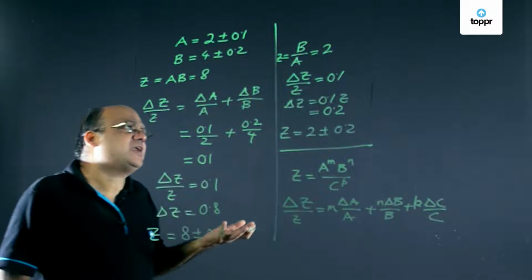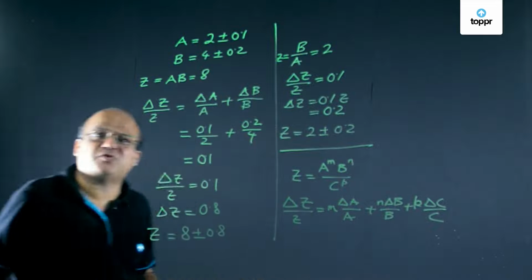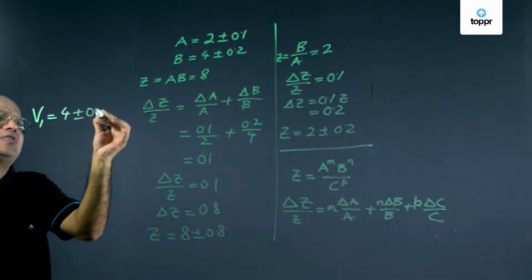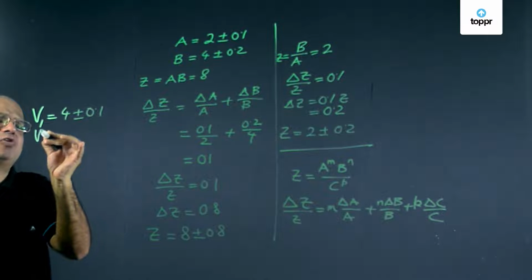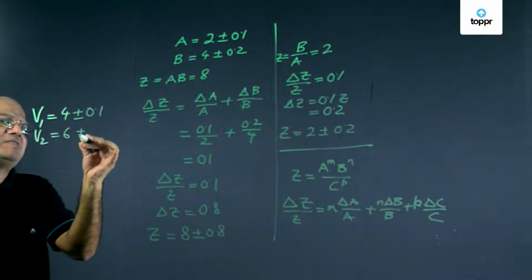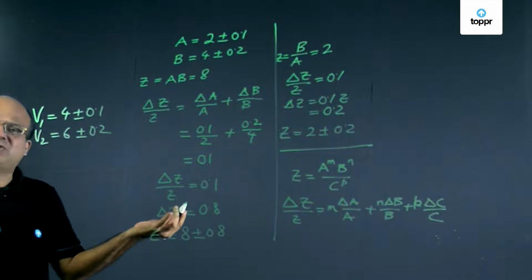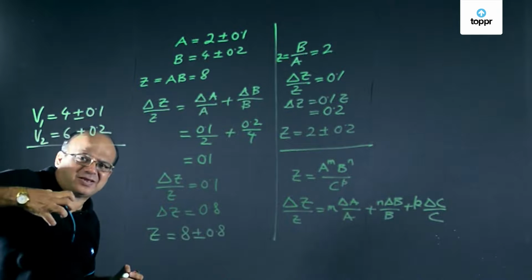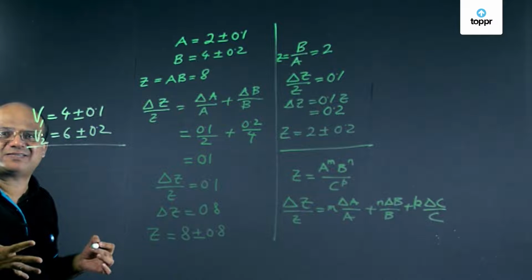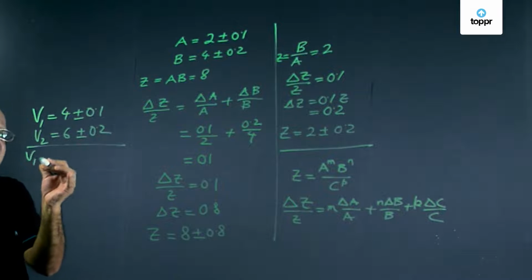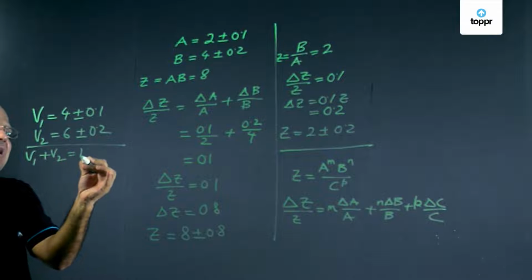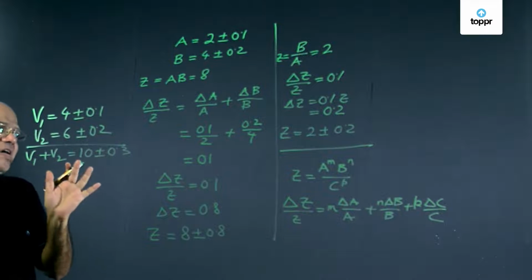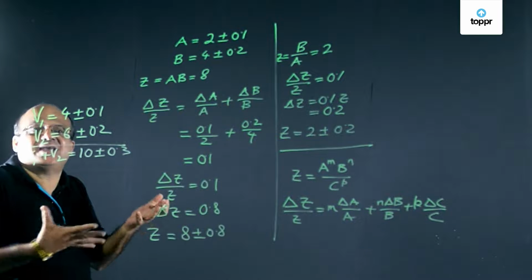Suppose we have to add up two volumes. Suppose volume 1 is 4 plus minus 0.1 meter cube. Volume 2 is 6 plus minus 0.2 meter cube. So what will be V1 plus V2? When you are adding or subtracting, absolute errors are added. So V1 plus V2 will be equal to 10 plus minus 0.3. So this is how errors get added in addition.